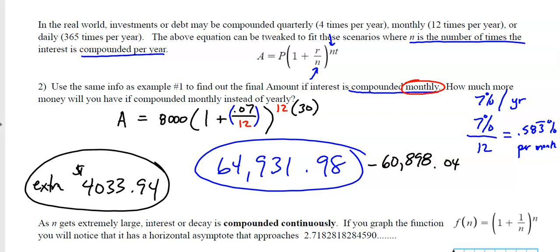So it definitely is in your best interest when you are investing. The more often it's compounded, the more money you're going to make. It's kind of the big takeaway. The reverse is true when you owe money and there is a debt involved.